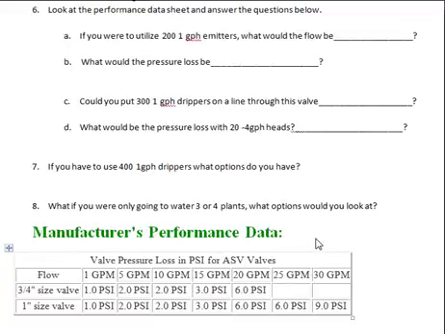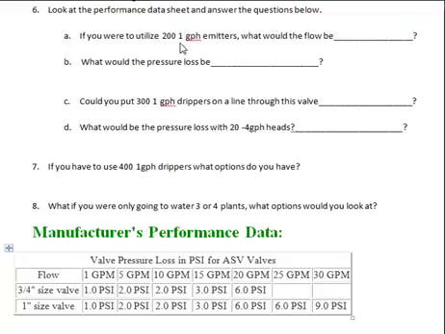So I opened up that link to that website and chose the first valve that had performance data, and that was the Hunter ASV anti-siphon valve. I looked at that performance data and just copied it in here so we can look at it for the ease of answering these questions. All the other information was valid for answering numbers 1 through 5. Starting with number 6, look at the performance data sheet and answer the questions below.